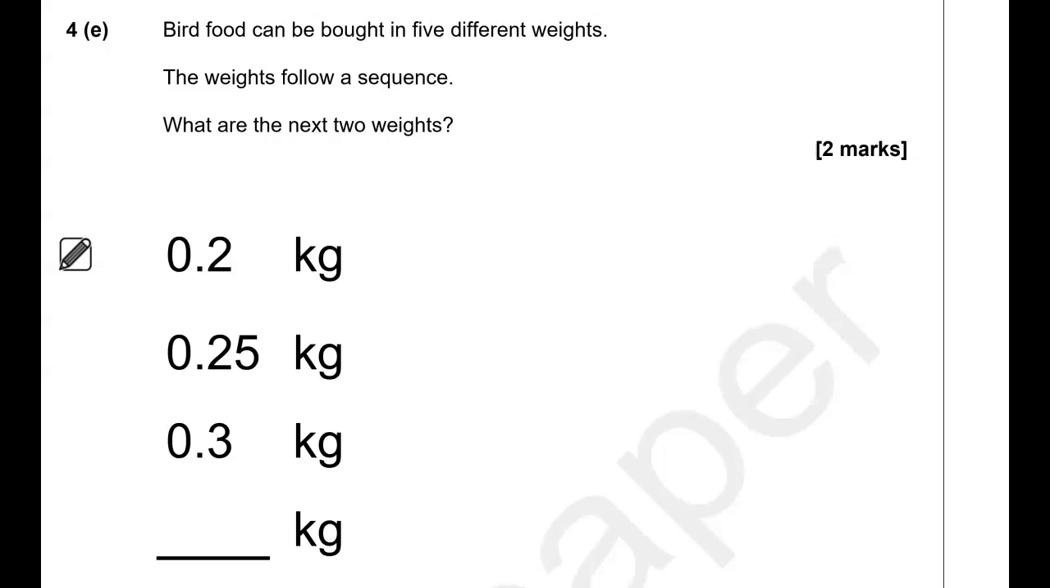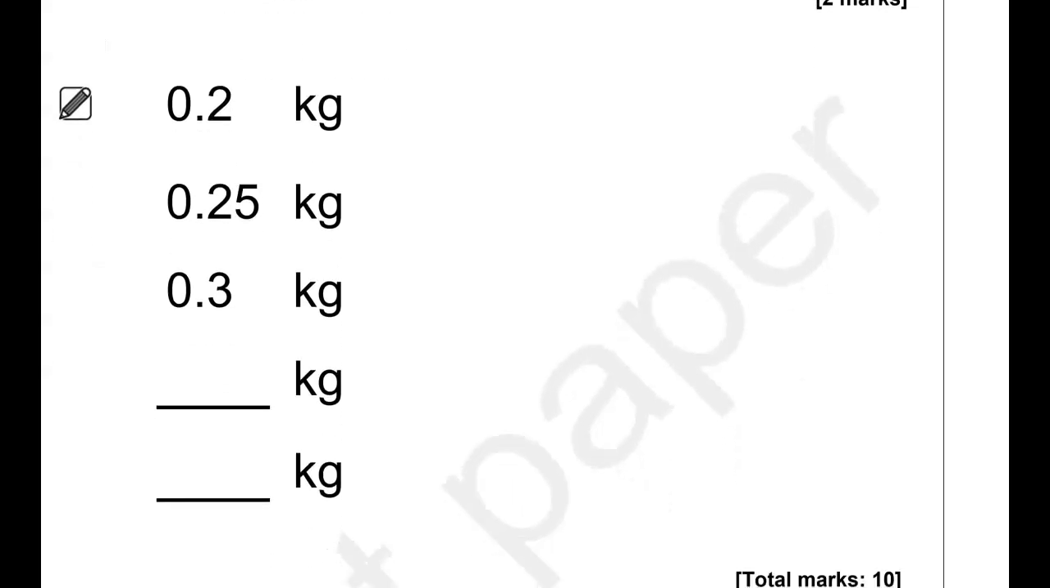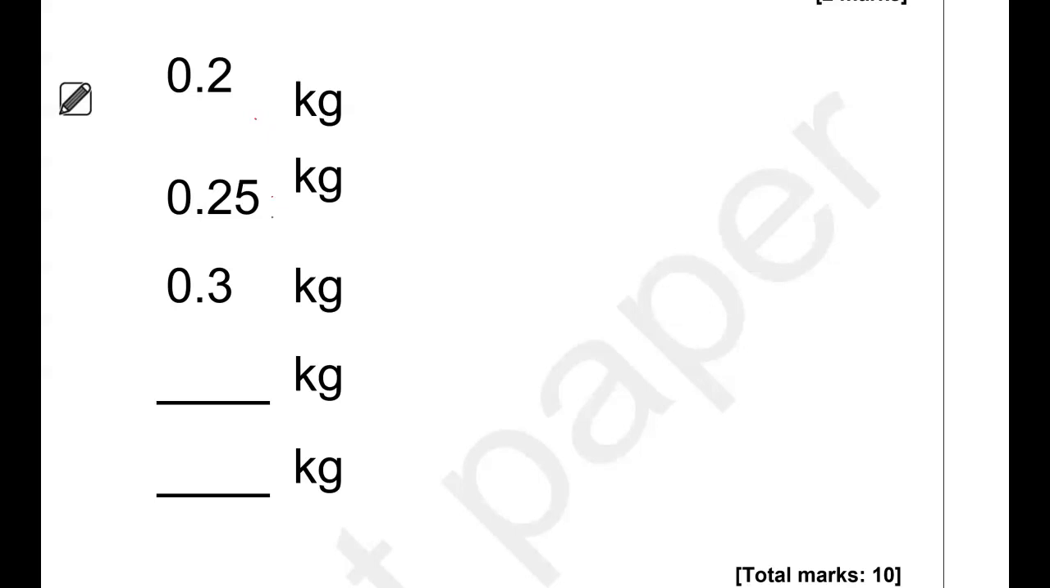Bird food can be bought in 5 different weights. The weights follow a sequence. What are the next 2 weights? So we've got 0.2, then 0.25, then 0.3. It might help if you link this to money. So 0.2, you could add a 0 at the end. It won't make any difference as it's after the decimal point. So a 0 here as well. So this would be something like 20 pence, 25, 30. So the next one will be 35 pence. The next one will be 40 pence. Now here you could add a 0 or leave it out. It doesn't really matter.